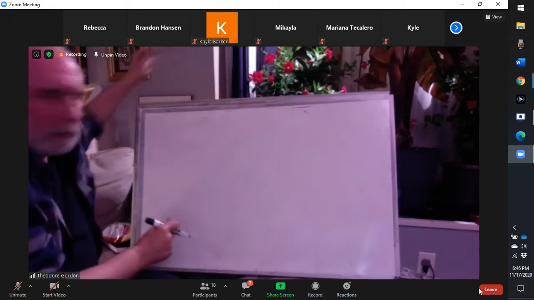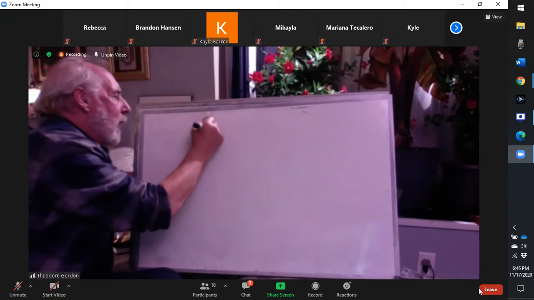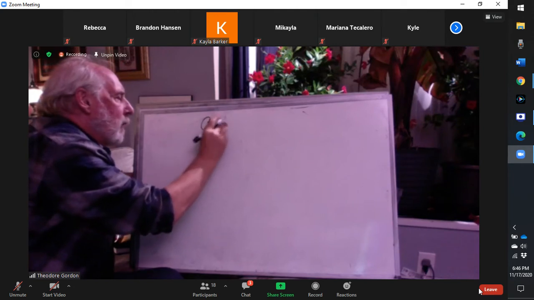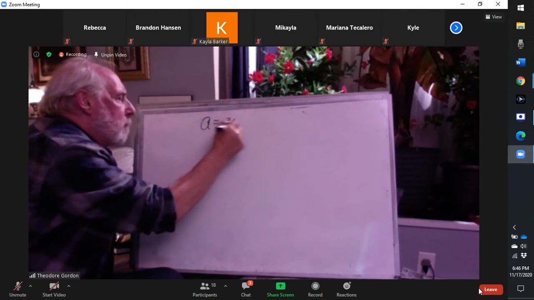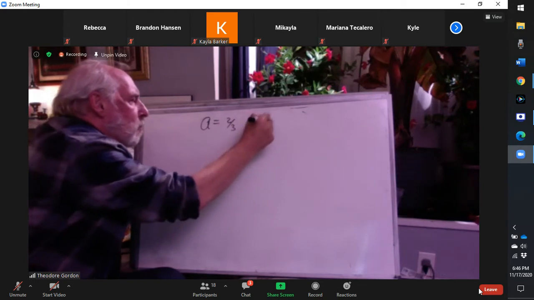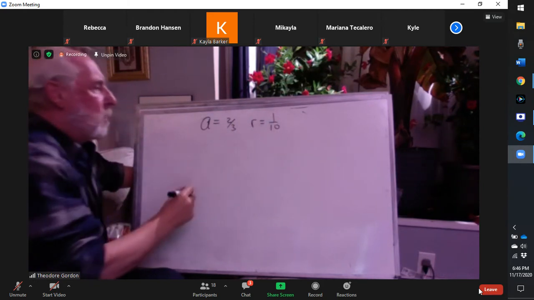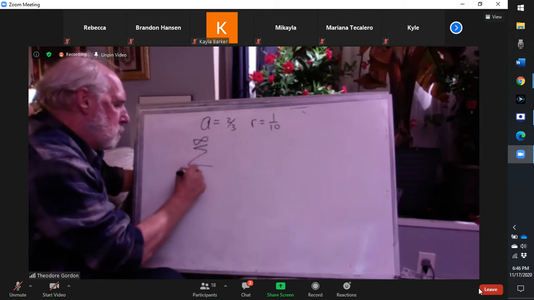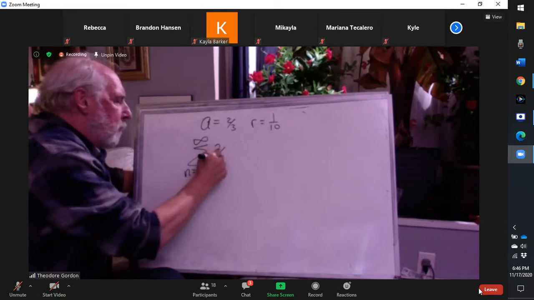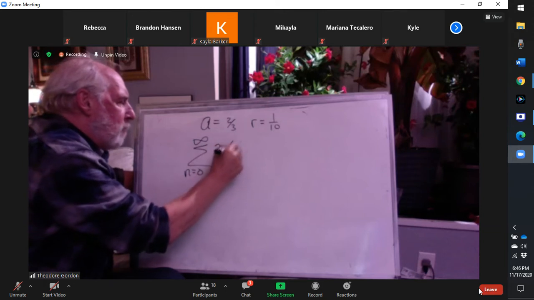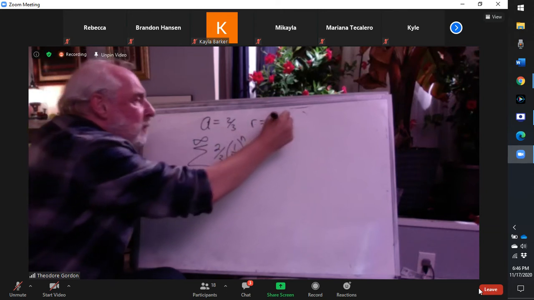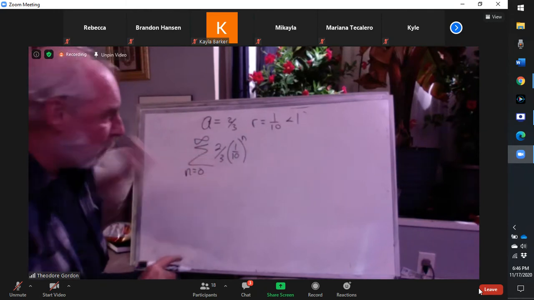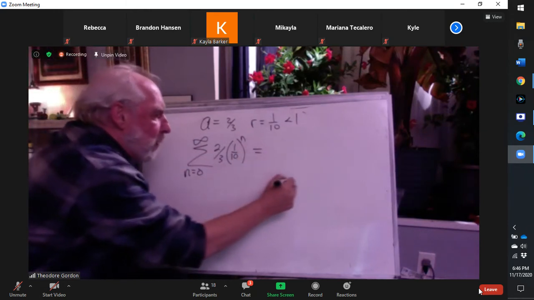Here's an example of a sum. Let's let A equal 0.6. Well, no, let's let A equal 2/3. And let's let R equal 1/10 again. So our infinite series looks like this: 2/3 times 1/10 to the nth power. Since 1/10 is less than 1, the series not only converges, but it's going to add up to this.